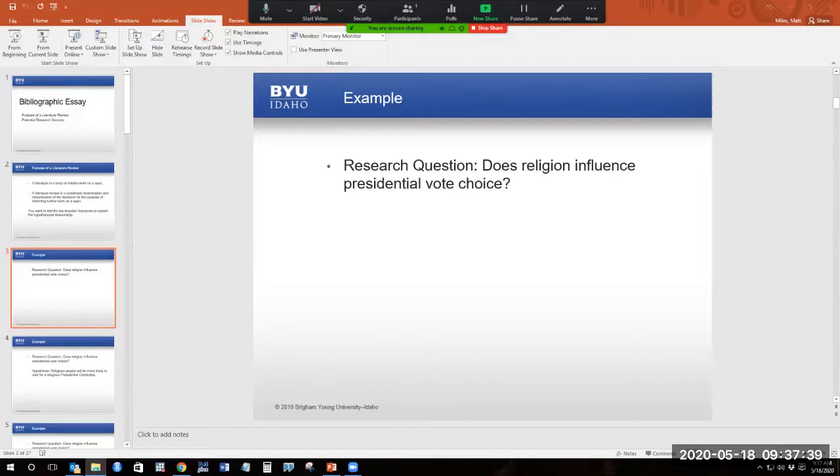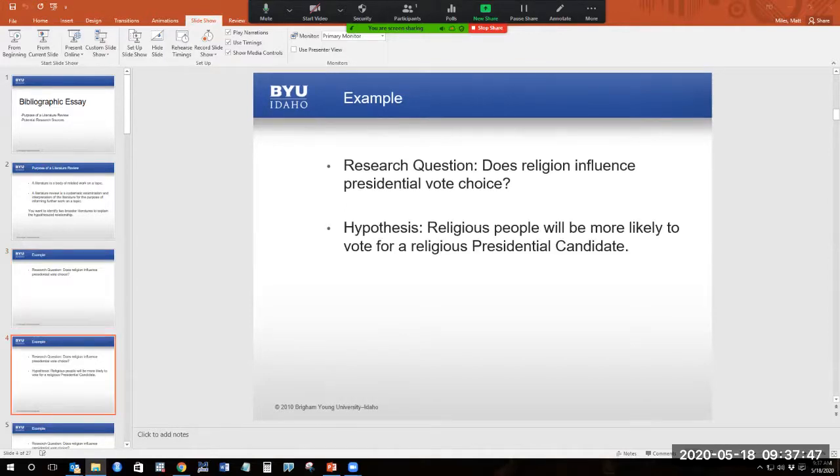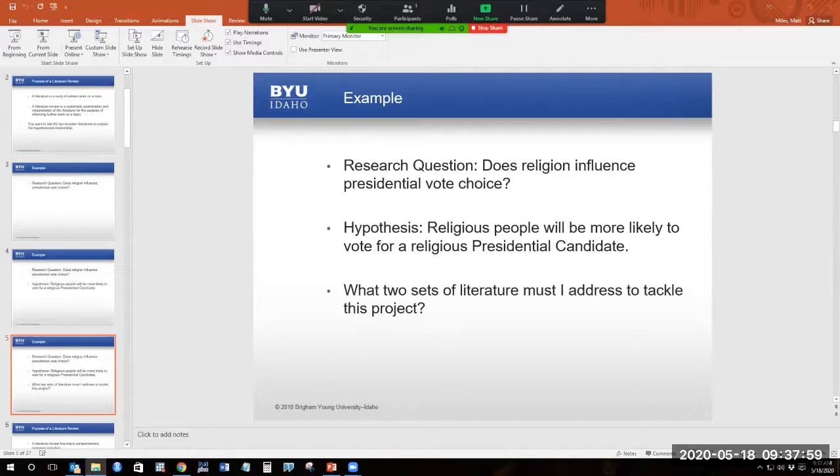So for an example, right? Let's say you have this research question, does religion influence presidential vote choice? And your hypothesis is that religious people will be more likely to vote for a religious presidential candidate, not for a Democrat or for a Republican, but for a religious presidential candidate. So what two sets of literature would you need to address to answer that question?